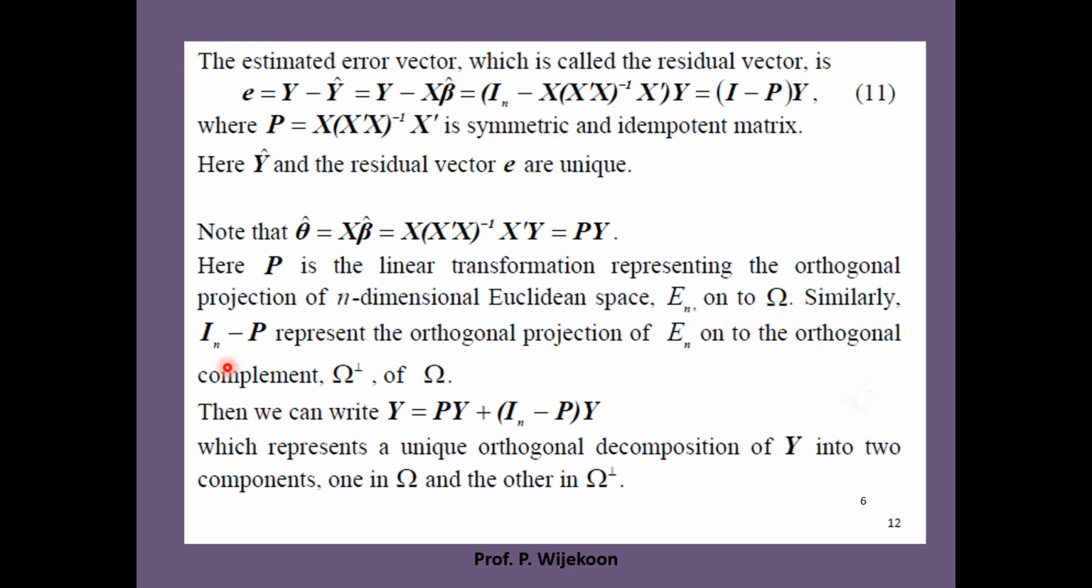Similarly, I minus P represents the orthogonal projection of E^n onto the orthogonal complement of omega. Therefore, now we can write vector y by combining these two linear transformations, that is y equals Py plus (I minus P)y. This represents a unique orthogonal decomposition of y into two components, one in omega and the other in the orthogonal complement of omega.